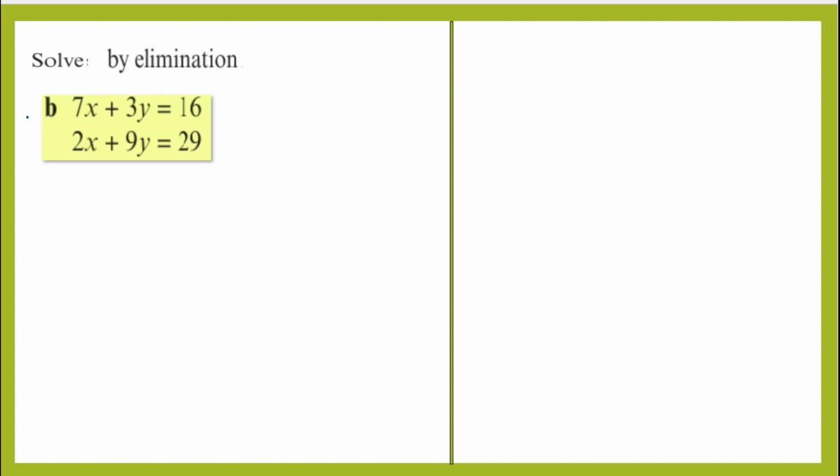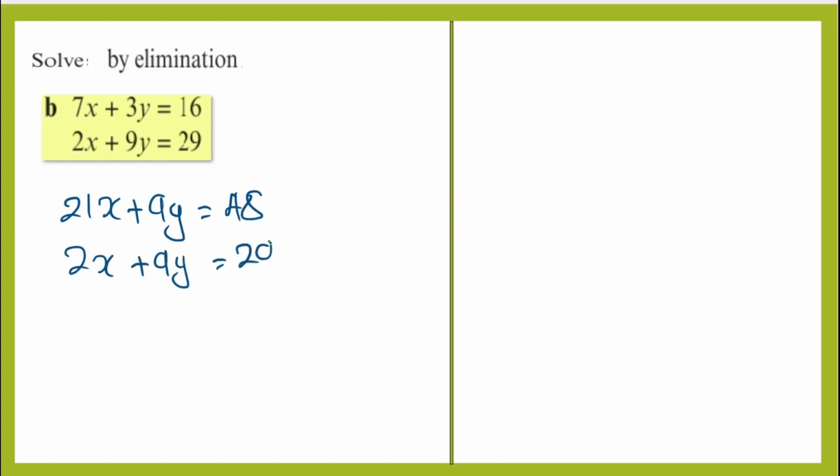7x plus 3y is equal to 16, 2x plus 9y is equal to 29. Now multiply the first equation by 3. 21x plus 9y equal to 48. 2x plus 9y is equal to 29. Now subtracting the two equations, we got 19x as 19. That's x equal to 1.